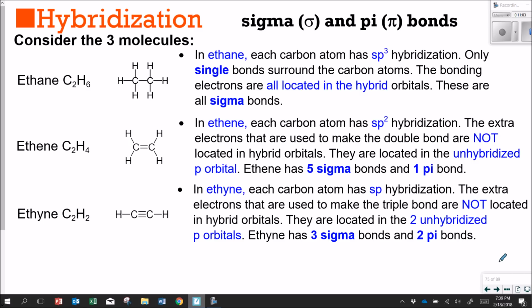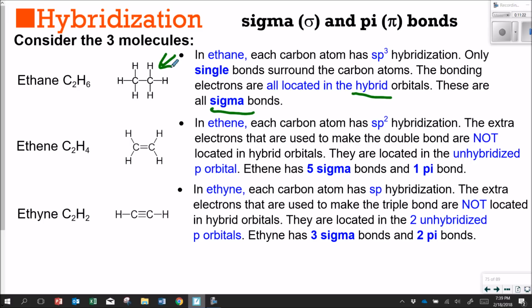So let's recap. In ethane, each carbon atom has sp3 hybridization. Only single bonds surround the carbon atoms, and the bonding electrons are all located in the hybrid orbitals. These are all sigma bonds in the ethane molecule.